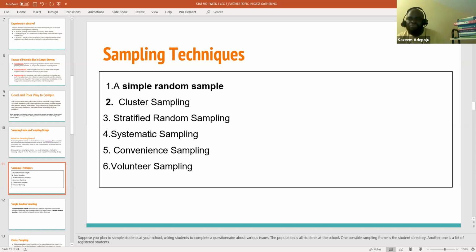The first one is simple random sampling. The second one is cluster. The third one is stratified random sampling, then systematic sampling, convenient sampling, volunteer sampling, and of course, convenient sampling is also called accidental sampling. I'm going to explain that one by one. Don't forget, if you really want to take a sample from a target population, you need a sampling technique. And that is the reason why: what is a technique of sampling that is appropriate for my population? That's exactly what I want to walk you through right now.